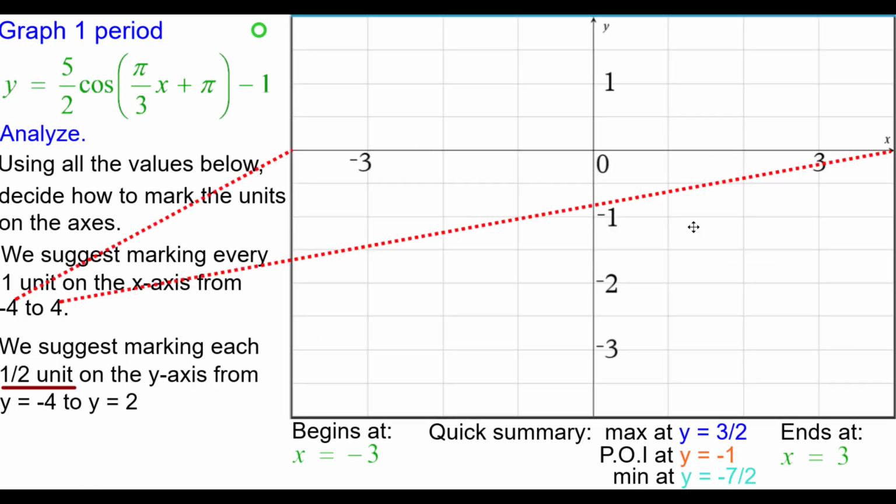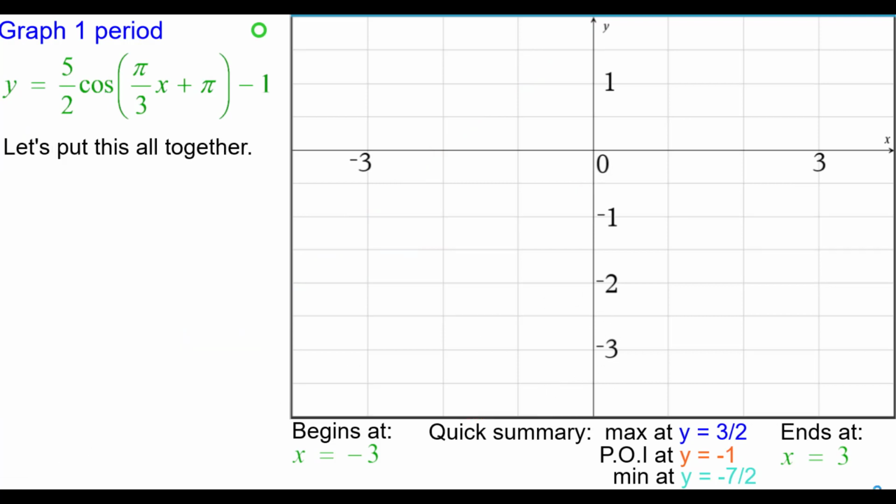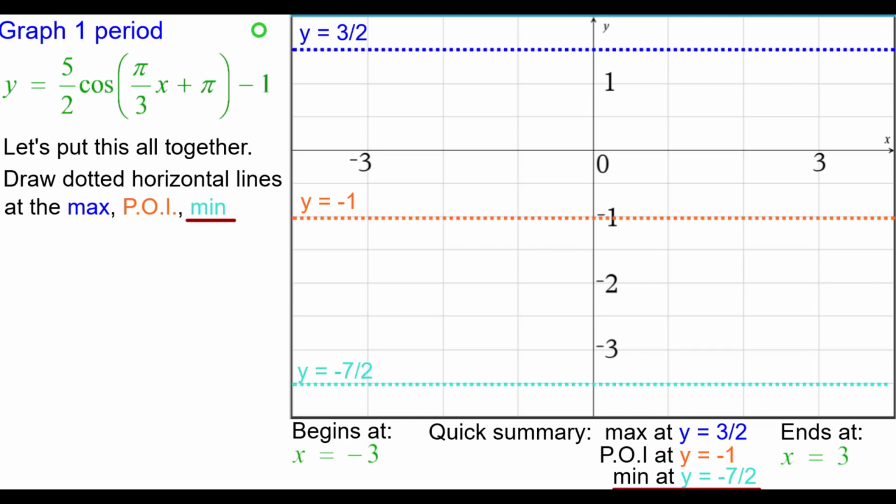So here, -4 to 4 along the x-axis. On the y-axis, we went from -4 up to +2, and we showed each half unit there on the y-axis. So let's put all of this information together kind of like a puzzle. I'm going to draw dotted horizontal lines at the maximum, the point of inflection, and the minimum, and I'm going to color coordinate them so you can see them easier. So y equals 3/2 is our max. y equals -1 is where the points of inflection will be. And y equals -7/2 will be where the minimum is.